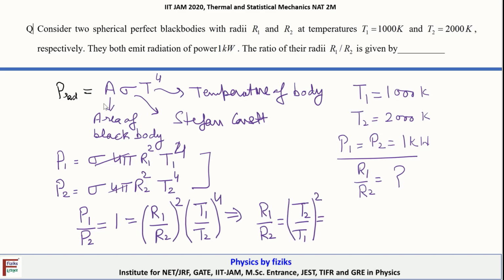What is T2? It's given as 2000, divided by 1000, and power 2. So we are left with only 4. Therefore the ratio of the radii is equal to 4. So the answer will be 4.